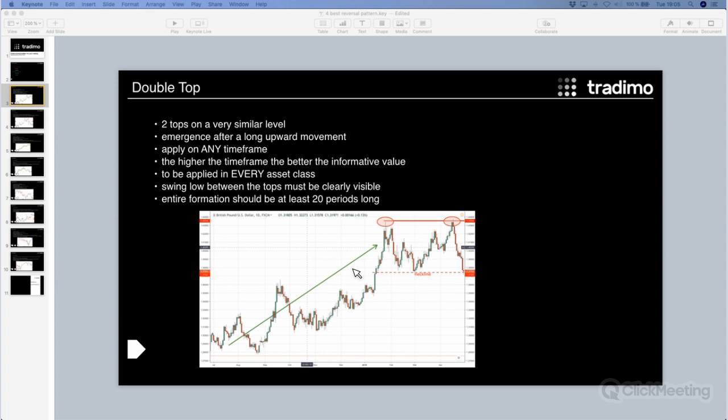But of course, there's a little tip I can give you. The higher the time frame, the better the information value. In other words, if you have a double top pattern on a daily chart, then it is more powerful and more likely to give a successful trade compared to the 1-minute chart, for example. The information in a minute chart is less than in a daily chart.